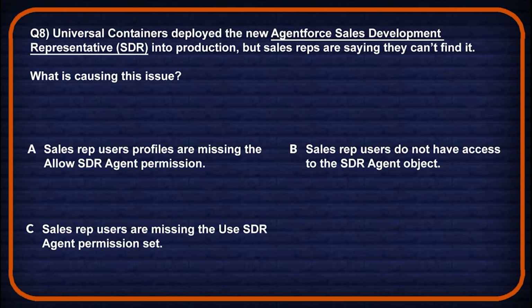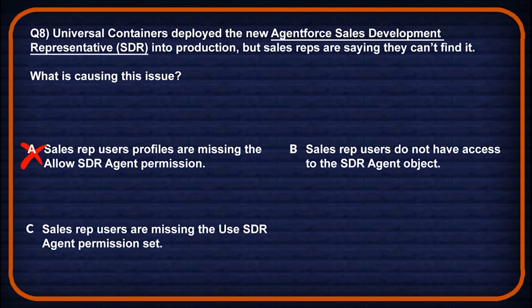Question number 8. Universal Containers deployed the new Agentforce Sales Development Representative into production, but sales reps are saying they can't find it. What is causing this issue? Option A. Sales rep users' profiles are missing the Allow SDR Agent permission. There is no Allow SDR Agent profile permission. This option is misleading. Hence not the right choice.